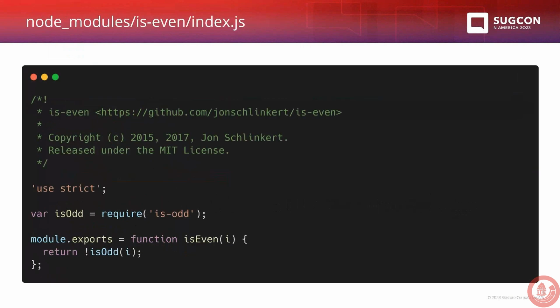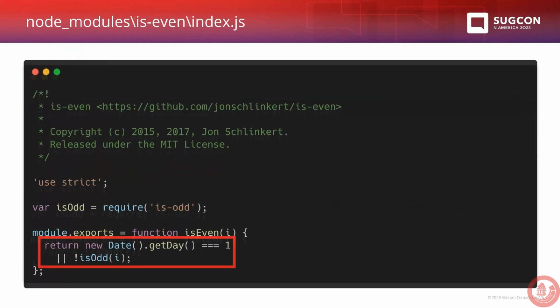The next thing you can do is just go open up your node modules folder and start modifying stuff. So if you want to make changes, for example, to the isEven package in node modules, you can just open up isEven's index.js and make a change. So here I've changed isEven to always return true on Mondays. Again, I'm doing this directly in the node modules folder. And you just save this change.